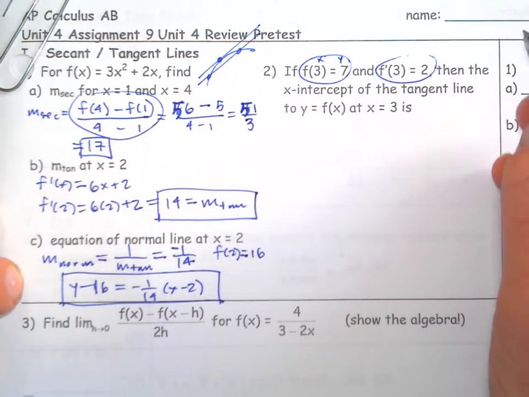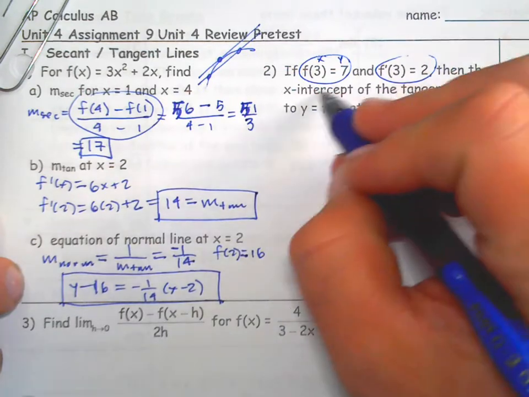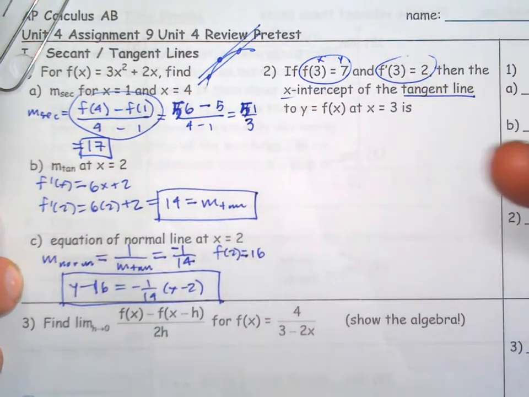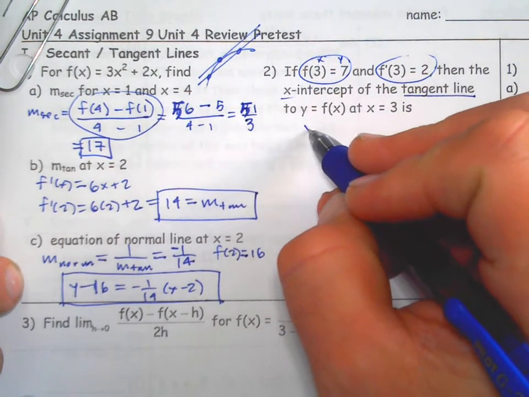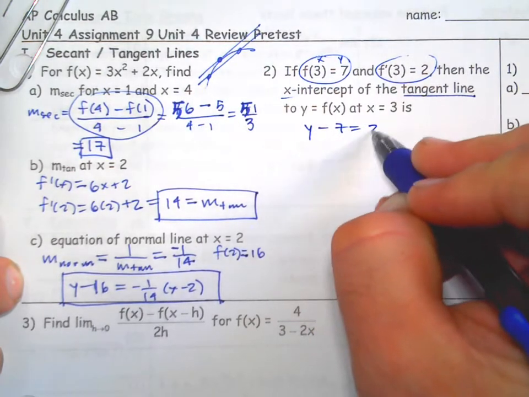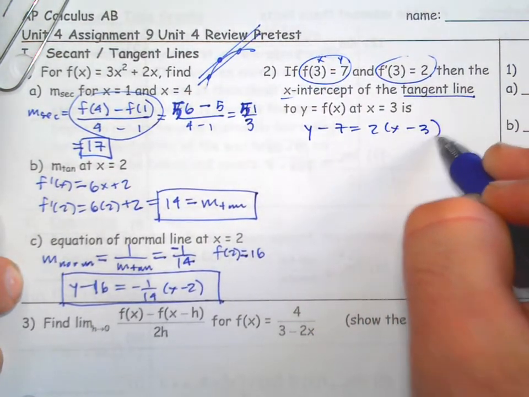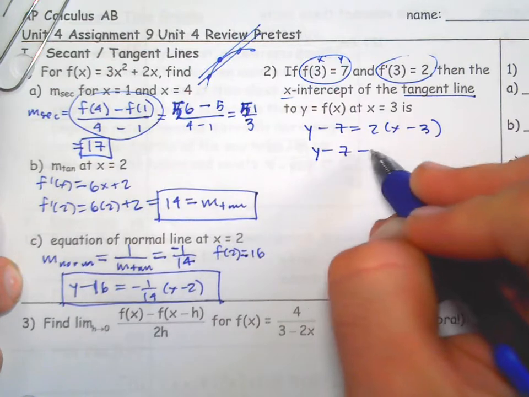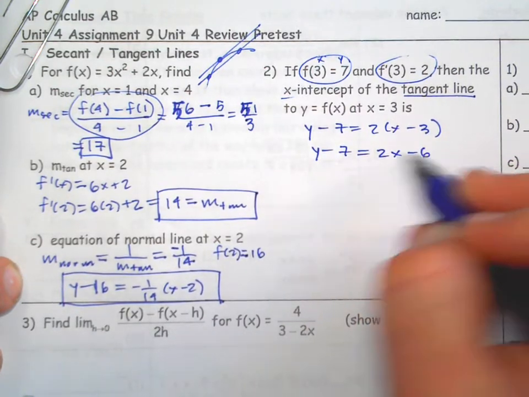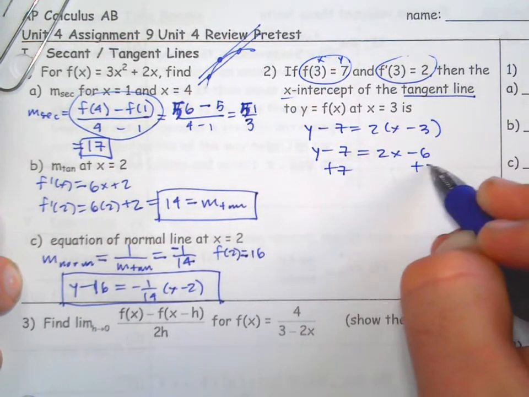Okay, now we have a graph with a known xy pair. We have the known slope. The x-intercept of the tangent line. Well, let's find the tangent line first. Y minus 7 equals 2 times x minus 3. Now, this would probably be a good problem to go ahead and change to slope-intercept form, because we're going to do something with it afterwards.